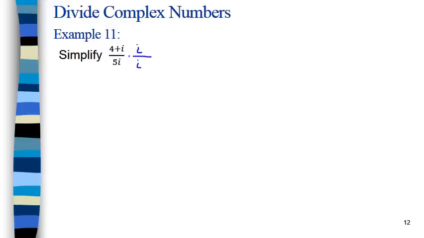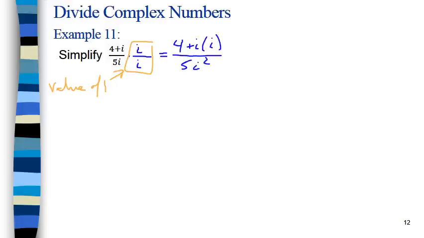But if we do that, we also need to multiply by i in the numerator, so that way we are multiplying by 1. Remember, i over i has a value of 1, and 1 times anything is just itself. So we're not changing the value of the fraction by multiplying by i over i. Okay, so now we have (4 plus i) times i over 5i squared.